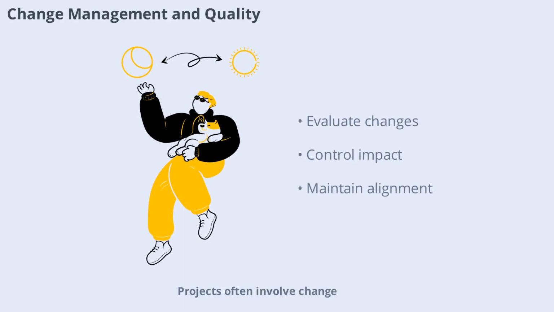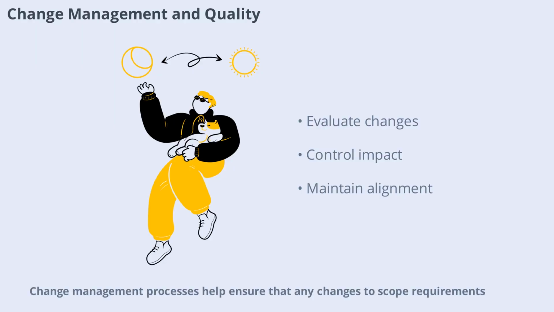Projects often involve change, and managing that change is critical for maintaining quality. Change management processes help ensure that any changes to scope, requirements, or processes are evaluated for their impact on quality. By controlling changes, you avoid unintended consequences and keep your project aligned with its quality objectives.